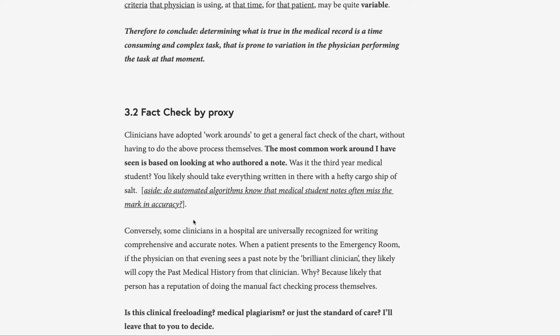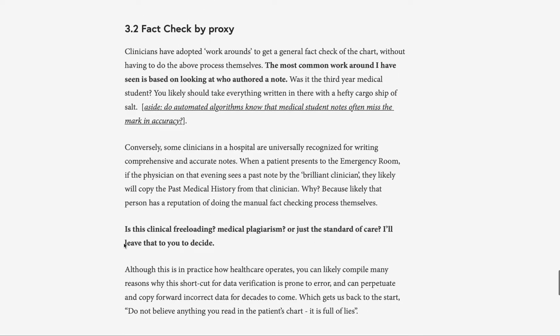Now, is this clinical freeloading? Is it medical plagiarism? Or is this just the standard of care? I'll leave that for you to decide. But the reality is, this is how the practice of healthcare operates. And as you can likely and have already started to compile, there are many reasons why this shortcut for data verification is very prone to error and can perpetuate and copy forward incorrect data for decades to come. Which gets us back to the start of this presentation, which was, do not believe anything you read in the patient's chart. It is full of lies.